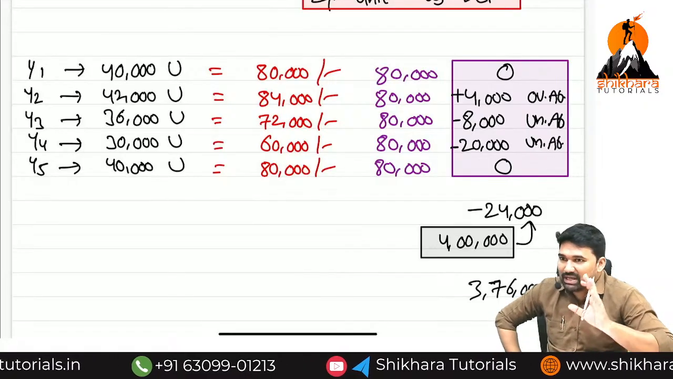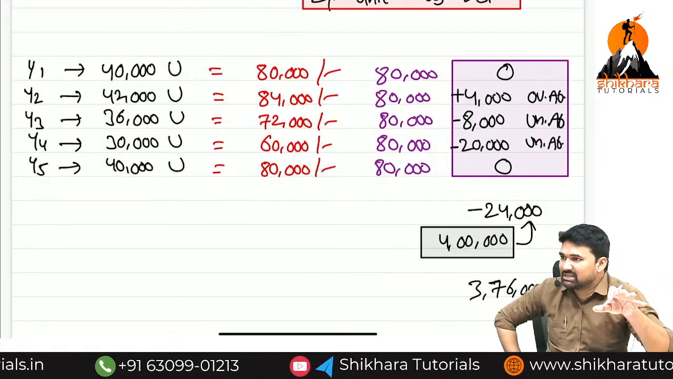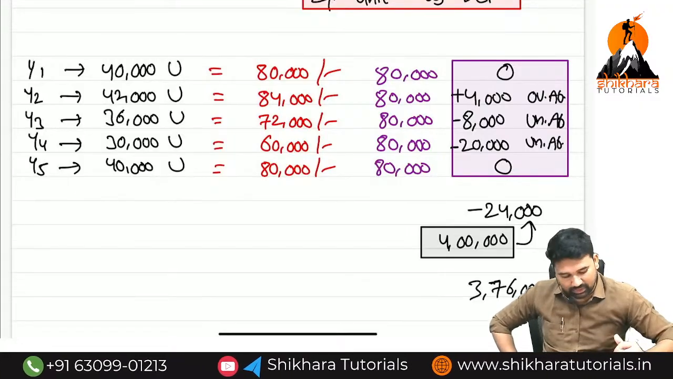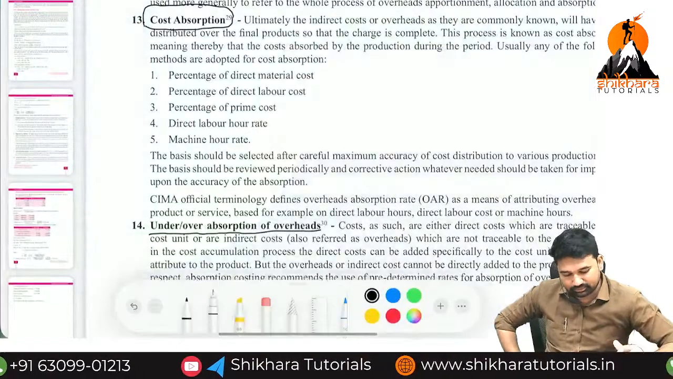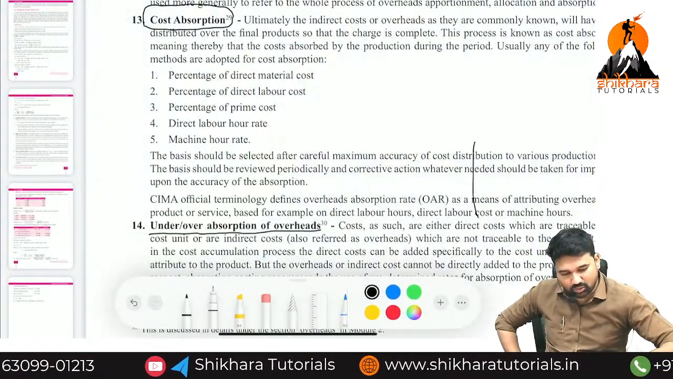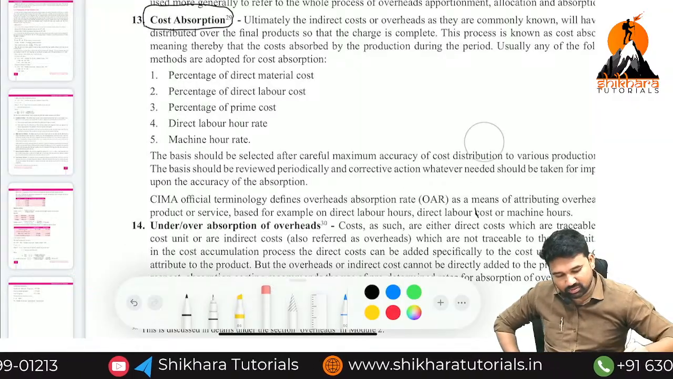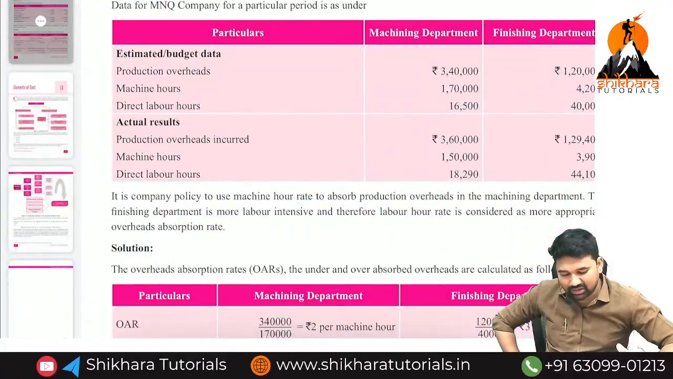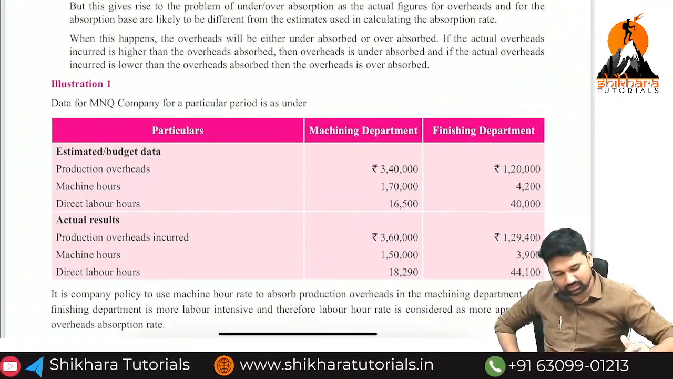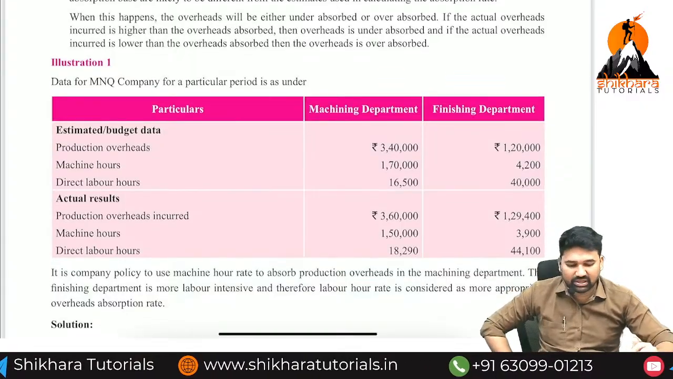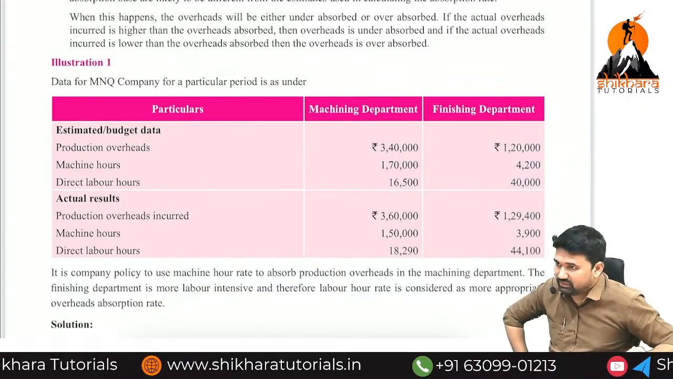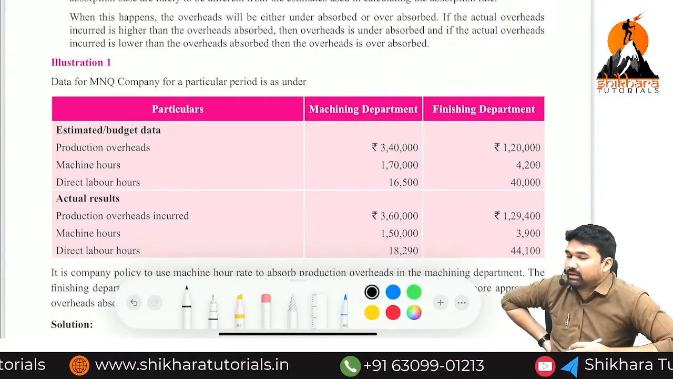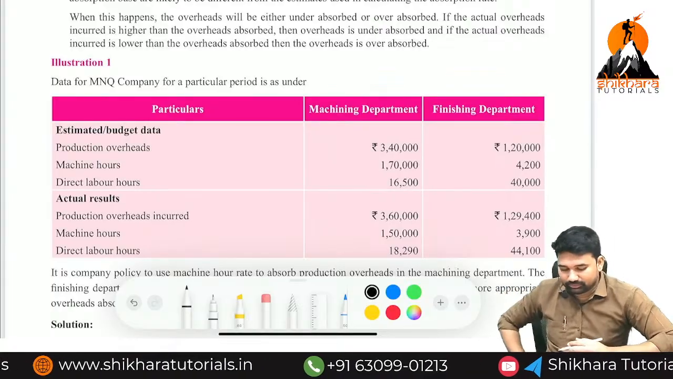Okay, so in the discussed practical scenario, there is a problem. Shall we solve that problem? Listen carefully. With respect to under absorption and over absorption, there is a problem, and your material will solve that problem. I can give that problem as homework also, but it would be better if we are able to solve the problem in the classroom itself. Listen carefully. Read out the first problem.